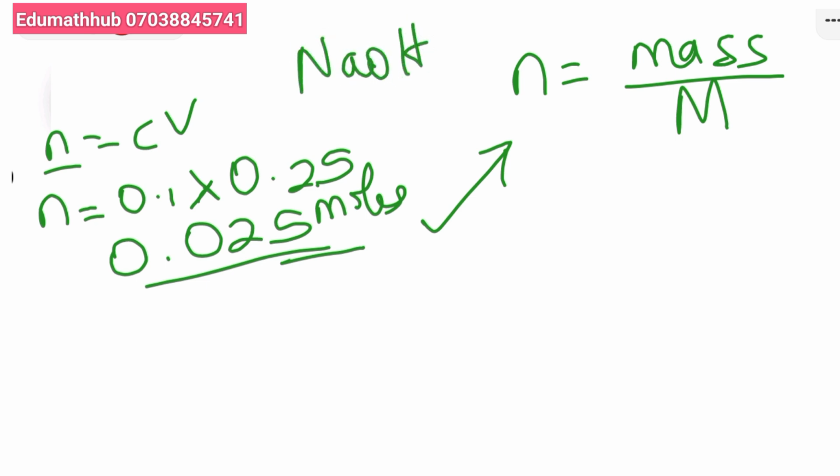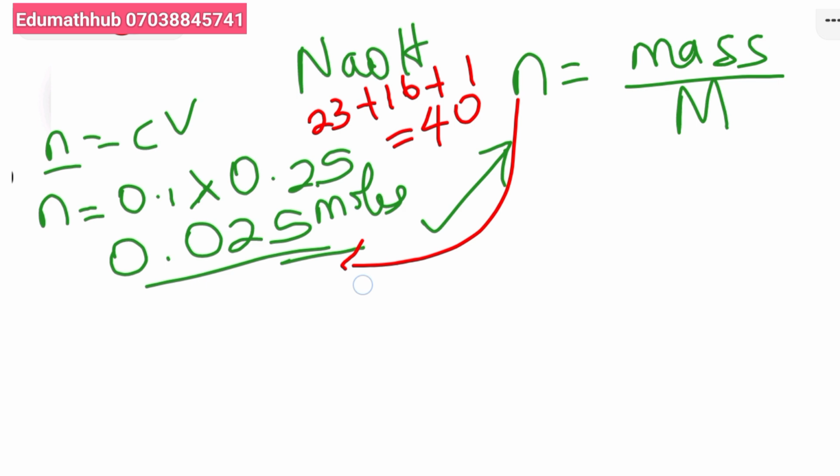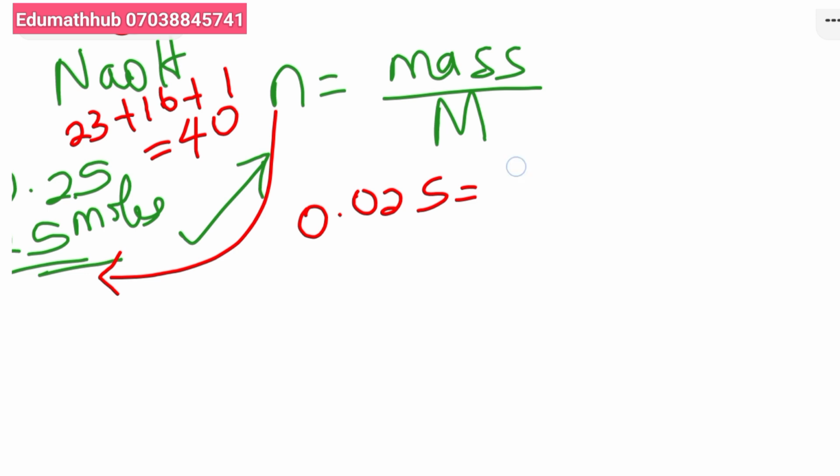will be given by Na is 23 plus oxygen is 16, hydrogen is 1. So 23 plus 16 plus 1 give us 40 grams per mole. So everything is 40. So bring it back here. This N is still this answer that is here. So you write 0.025 is equal to mass. It's mass you're looking for, over molar mass, we got 40.